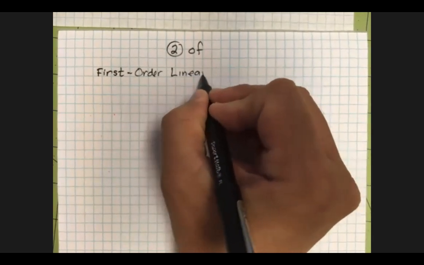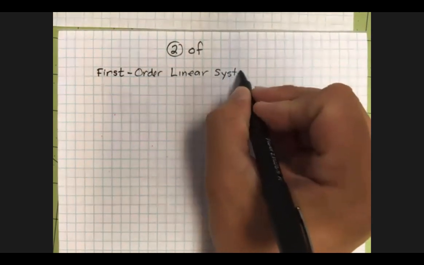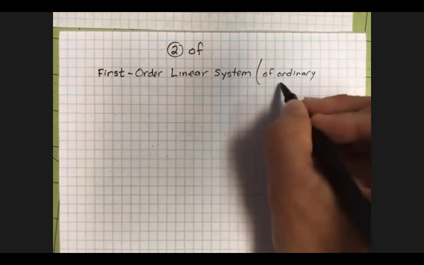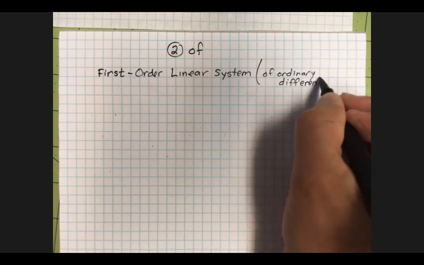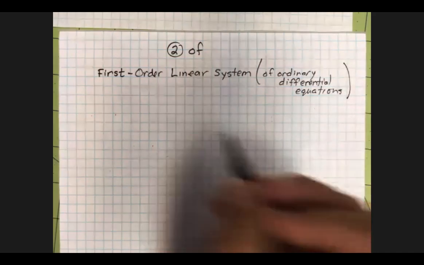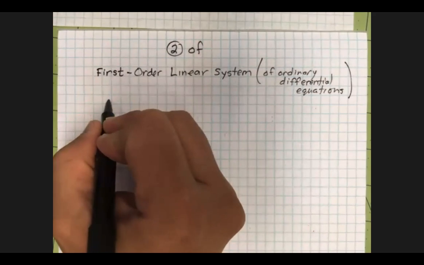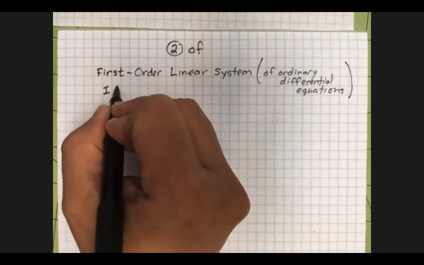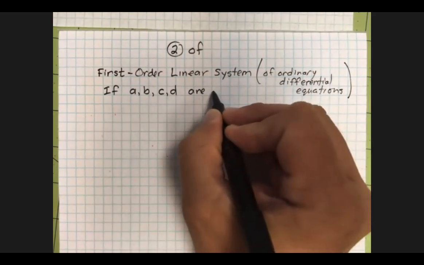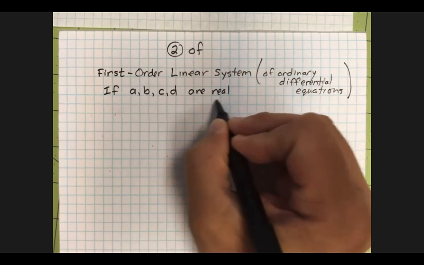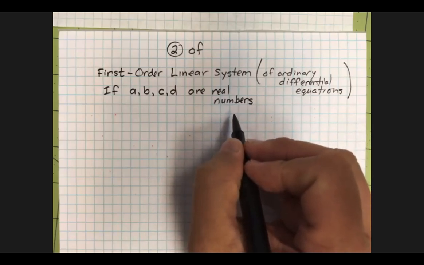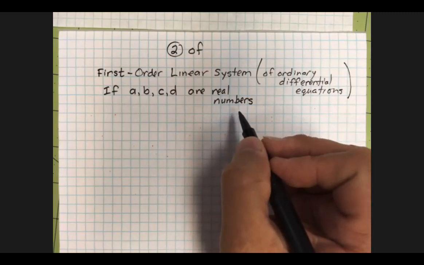So now I'm going to define a first order linear system. And I could say of ordinary differential equations, but I take that phrase for granted now, because the only thing we do in this class is ordinary differential equations. Another day, you'll do partial differential equations. But this is a first order linear system. If a, b, c, and d are real numbers, don't be freaked out about the complex numbers. We're going to use them in a special case where they actually speed our calculations. But essentially, everything else we do in this class, we talk about functions only as functions of a real number.